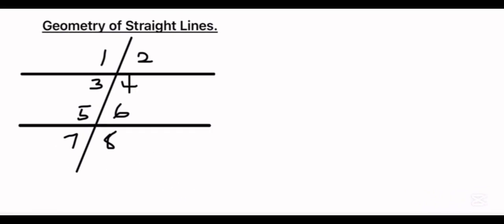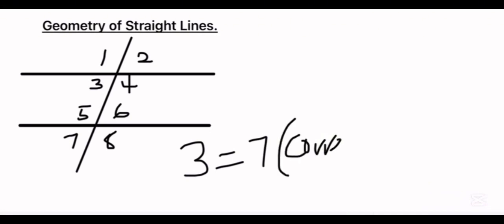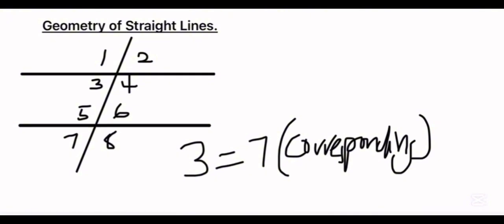Let's also consider the relationship between angle 3 and angle 7. Angle 3 is equal to angle 7. Why? Because they are corresponding angles. Corresponding. They are in the same position in the plane. Do you understand? Now, if we say angle 5 and angle 1, angle 5 is also equal to angle 1 because they are corresponding angles.